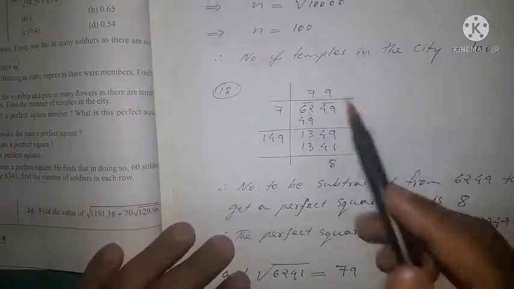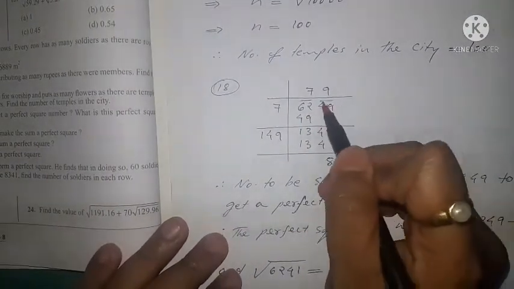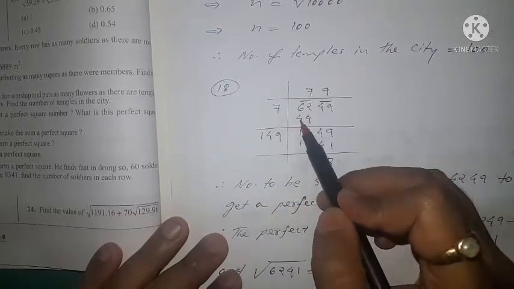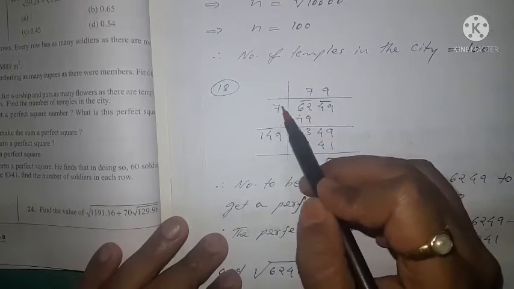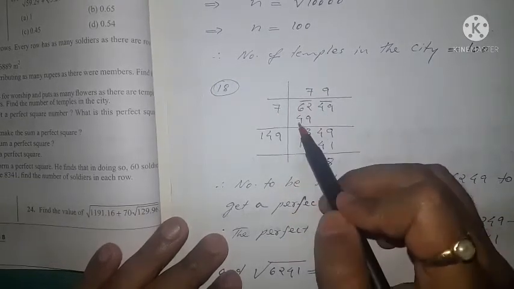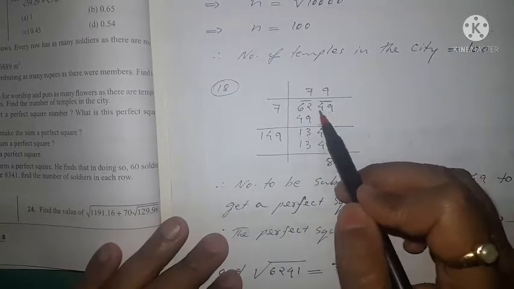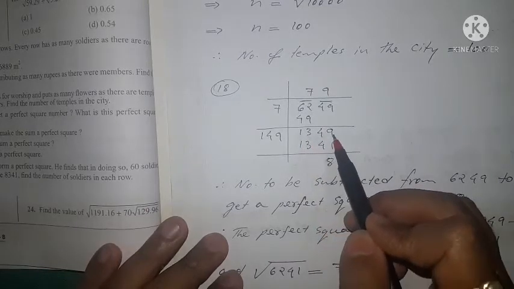Let us take the number 6249 and make it into pairs. 7 square is 49, because 8 square gives 64, which is more than 62. So we have to take 7 square. 7 into 7 is 49. So 13 comes down as a remainder, and the next pair 49 comes down. Hence it becomes 1349.